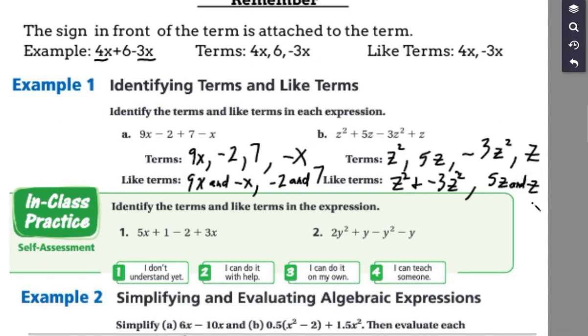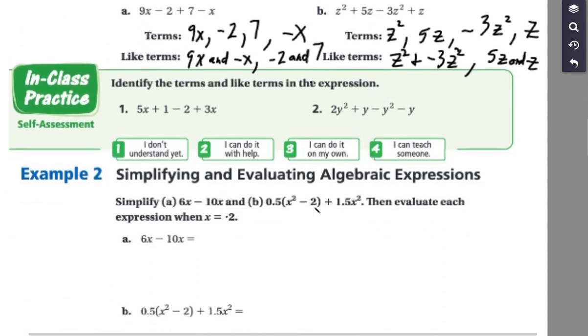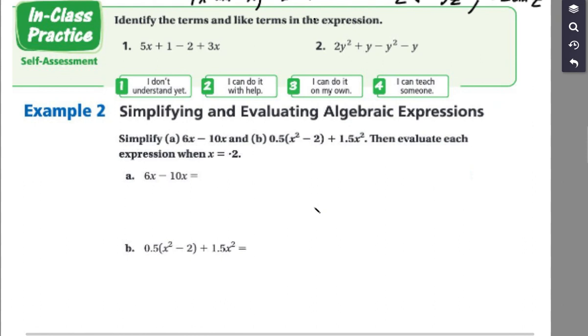Five z and z. So there's two pairs of like terms in that one. Okay, so then on the next section, identify the terms and like terms in the expression. If you could do those two together, that would be great. Do those on your own, then we'll look at it. It's kind of a self-assessment so you can really test and see how you're doing. Identify the terms and like terms in the expression.